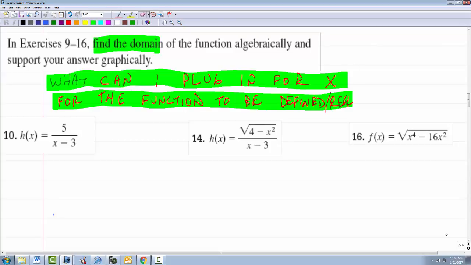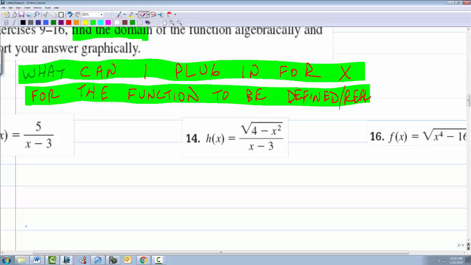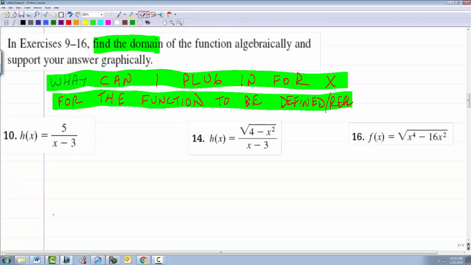But many of you messed up on the number line check, and solving an inequality wasn't too good. Okay, so let's go back. Look at exercise 9 through 16. Find the domain of a function. When they ask you that, that means this. I wrote that down back in the day.